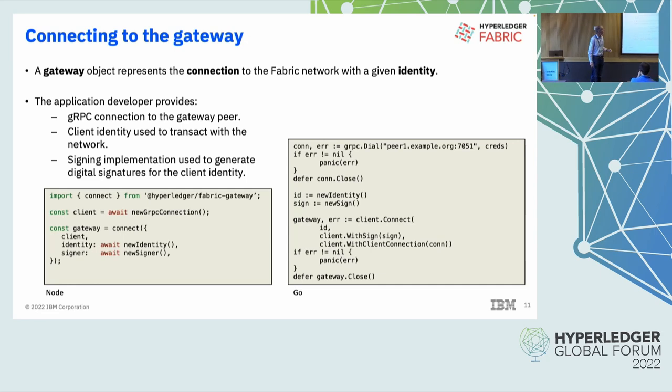To create a gateway, you need a gRPC connection, you need your client identity, and you need a signing implementation. As I say, I'm going to give snippets of code in random languages as we go along, just to not show any favoritism. Obviously, when you're dealing with Go, you'd want to check the error as it comes back and do error handling. As you go along in the code, in Node or Java, you would use exception handling mechanisms. So that's creating your gateway object.